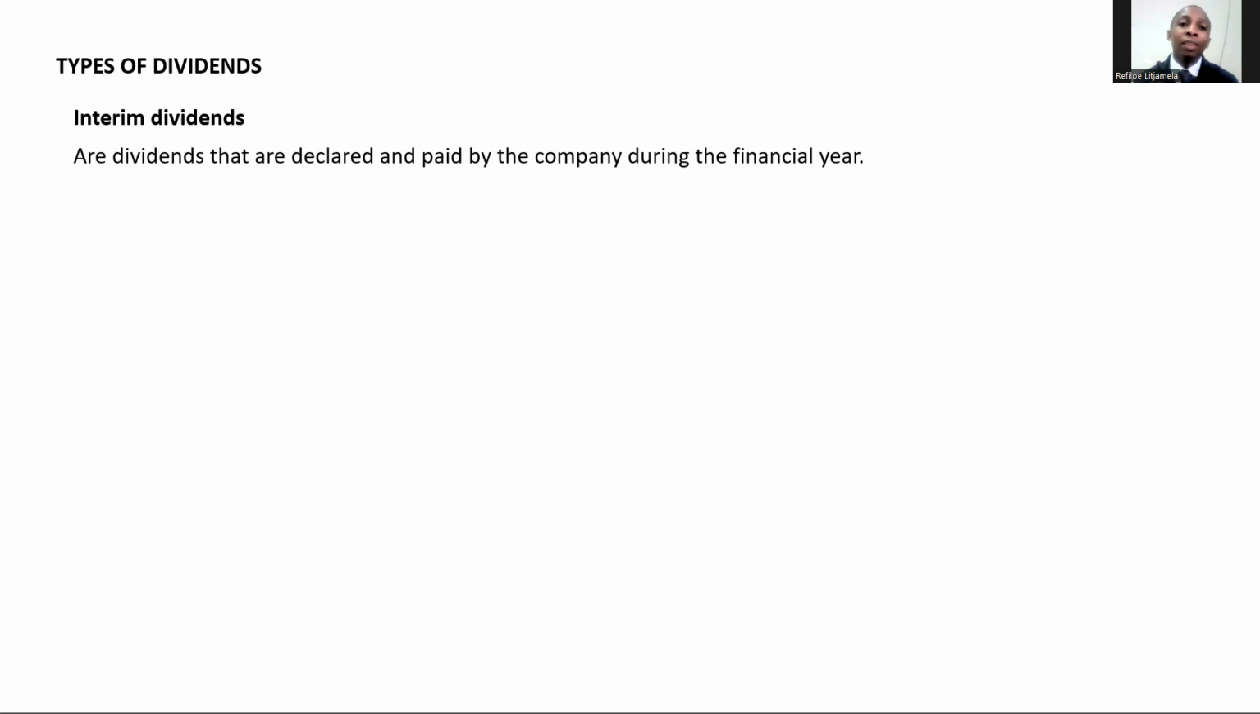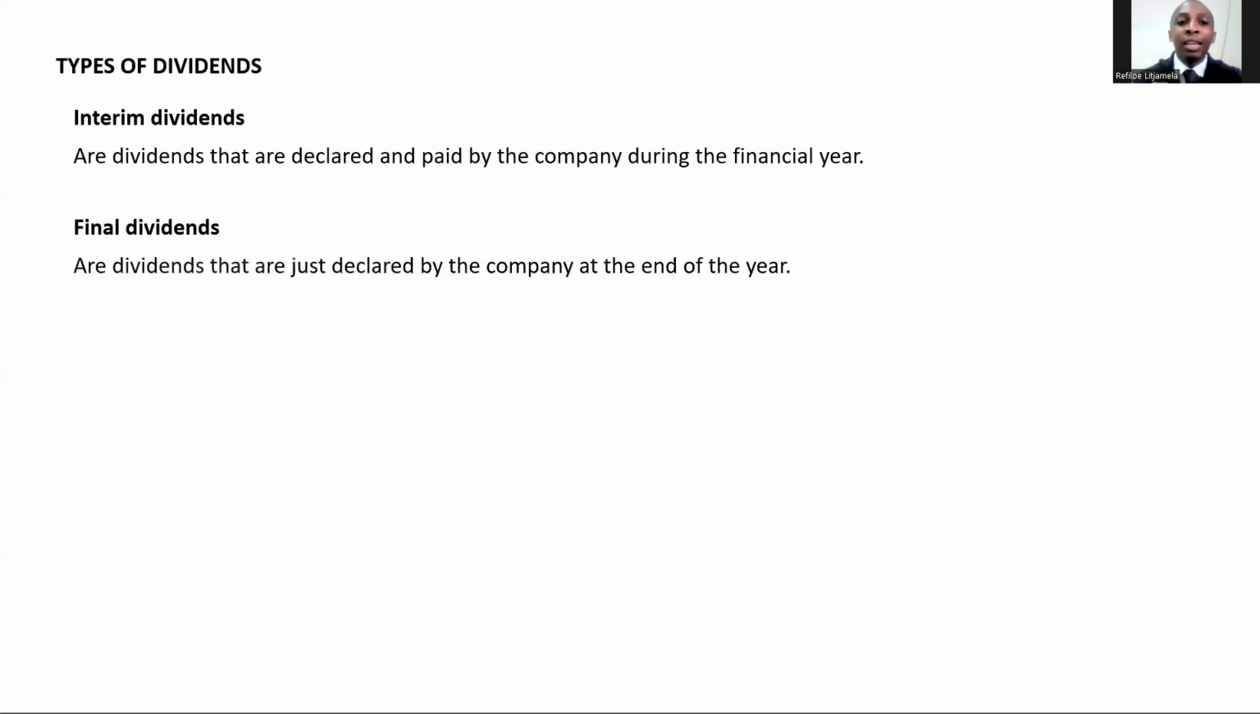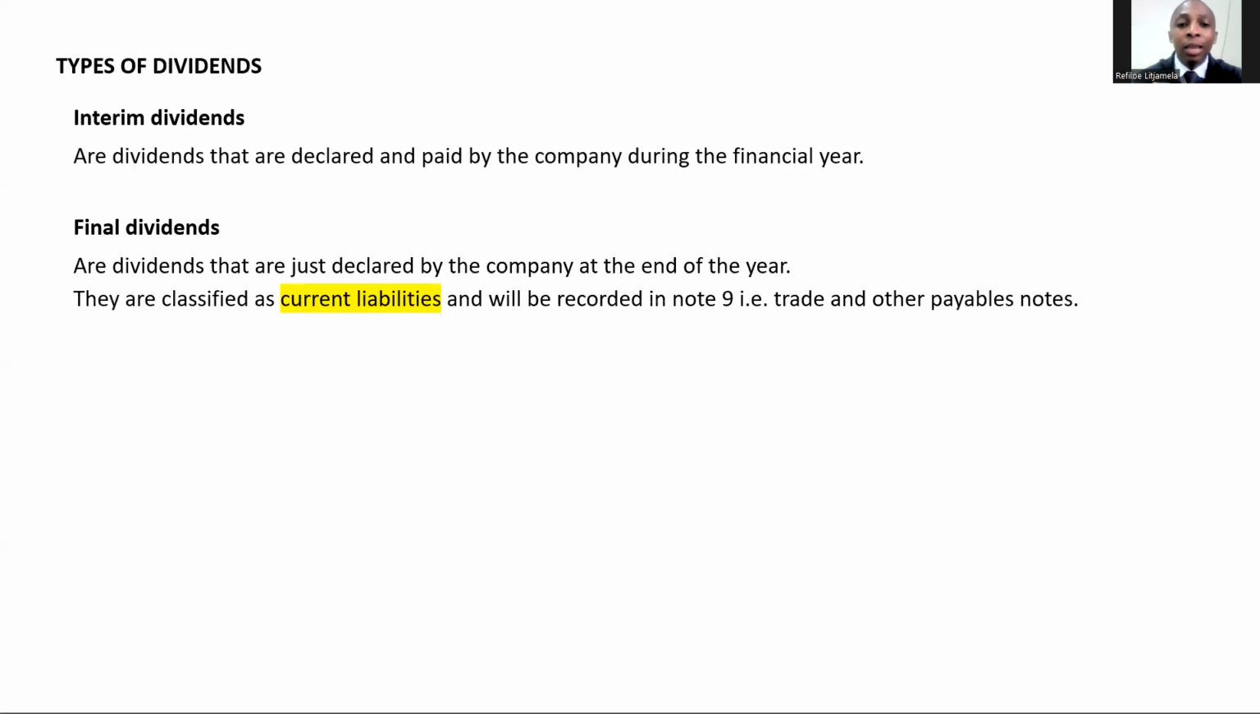All right. And then we've got final dividends. What are final dividends? These are dividends that are declared by the company at the end of the financial year. They are classified as current liabilities and will be recorded in note 9. The note number really doesn't matter. What matters is that it will be recorded in the trade and other payables note. It is a current liability. So final dividends will be recorded in the trade and other payables note. Since it is a current liability, the company is obliged to make a payment with respect to those final dividends.